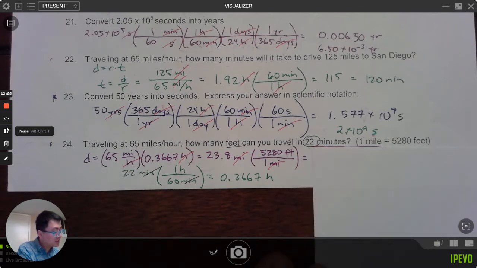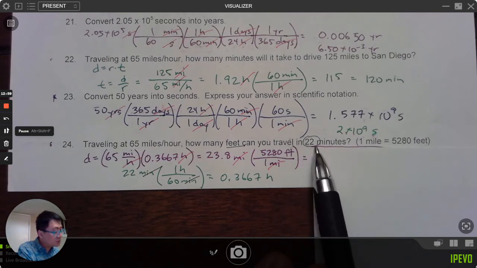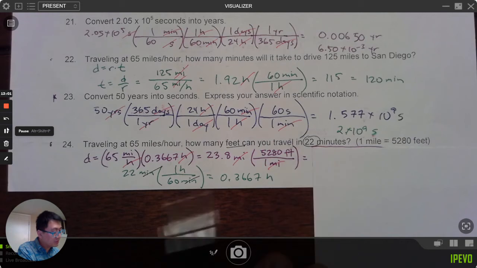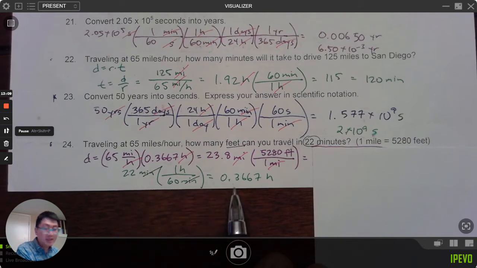Well, actually I have to do that on the side. I had to convert 22 minutes into hours, because the rate is per hour. 22 divided by 60 is 0.3667 hours. So the time was 0.3667 hours. Hours and hours cancel, so you get 23.8 miles.